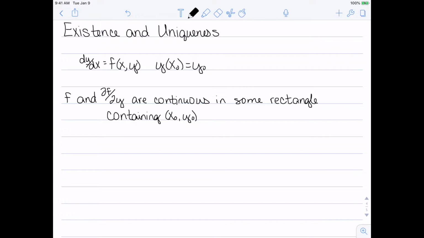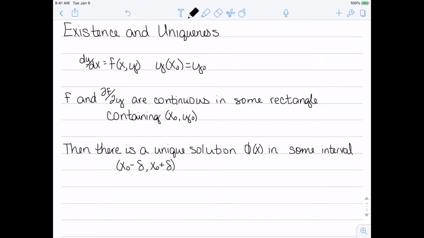The next thing I want to look at is the existence and uniqueness of solutions for a particular type of differential equation. So I'm going to consider a first-order differential equation, so I need to be able to write it as the derivative is equal to f of x and y, something that's dependent on both x and y. And I want this to be an initial value problem, so I need to know the initial condition, y of x0 is equal to y0. The second thing I need is that both f and the partial derivative of f with respect to y need to be continuous in some rectangle containing x0 and y0. So essentially, I should be able to draw a small rectangle around this point, and both of these functions are continuous in that rectangle.